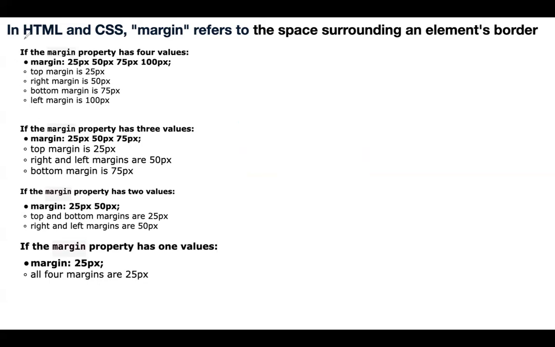Let's first just quickly discuss, and if you can also make notes out of it, I have also given the list, so please check that out. In HTML and CSS, margin refers to the space surrounding an element's border. Now, how does it work? We can check this out with the help of an example. So let's get started with this example first.